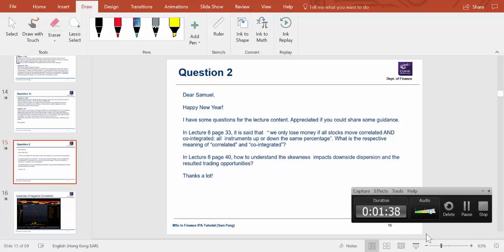Okay, so let's have a look at this one. This is now from somebody else. I have a question. In lecture 8, page 33, it is said that we will only lose money if stocks move correlated and co-integrated, all instruments up and down the same percentage. What is the respective meaning of correlated and co-integrated?